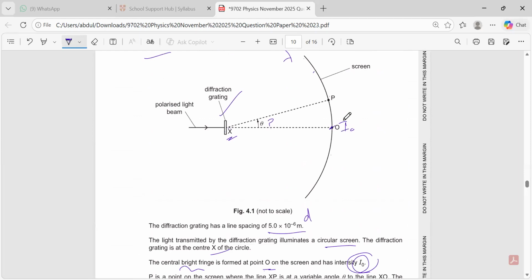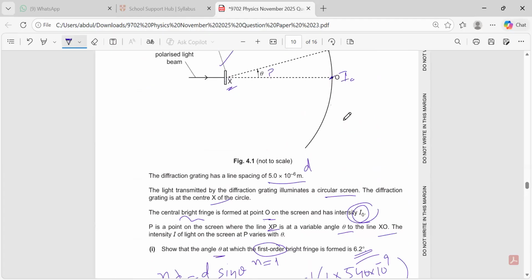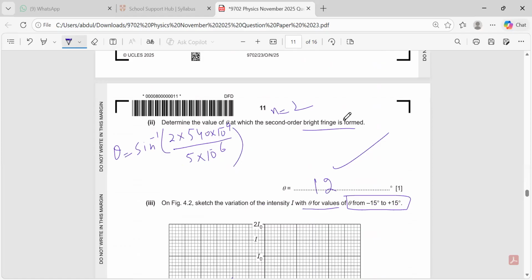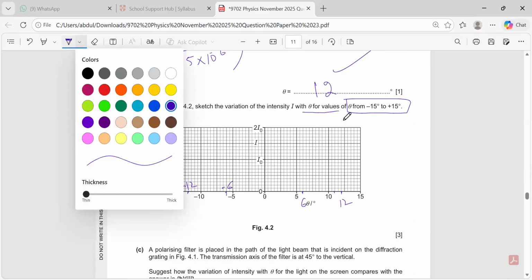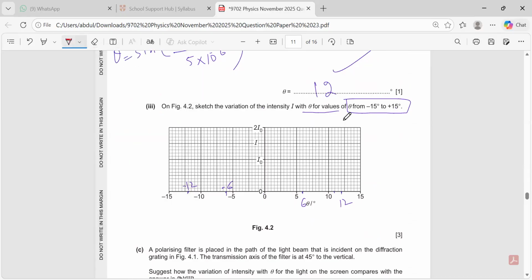But these are the bright fringes. Where will be the dark fringes? They will be in the center, between them. So 0, and the first one is at 6. Wait, I need to write something here. See over here, that will be maxima, in other words, bright fringe. Here also maxima, it means bright fringe. Here also maxima, it means bright fringe.